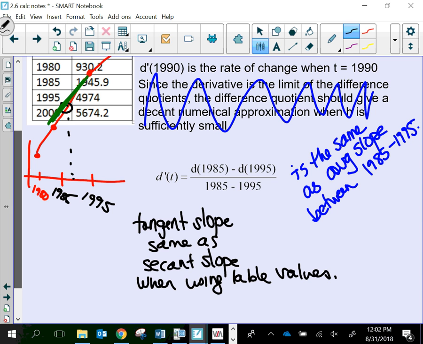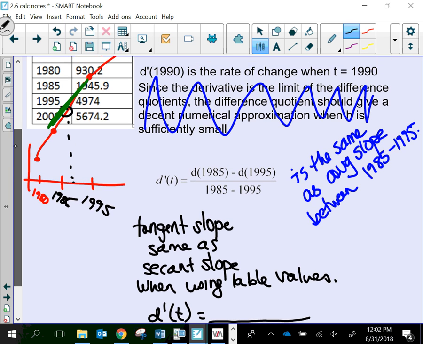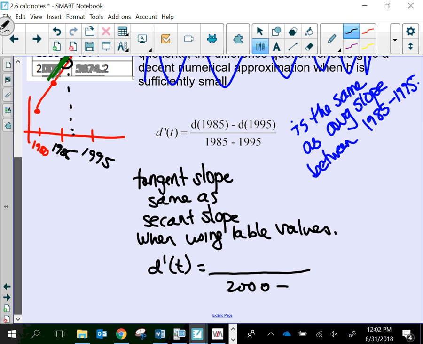Like 1990 is between 2000 and 1985, right? So let's find this value. Did anybody do the math on here? 302.81. This is 302.81.